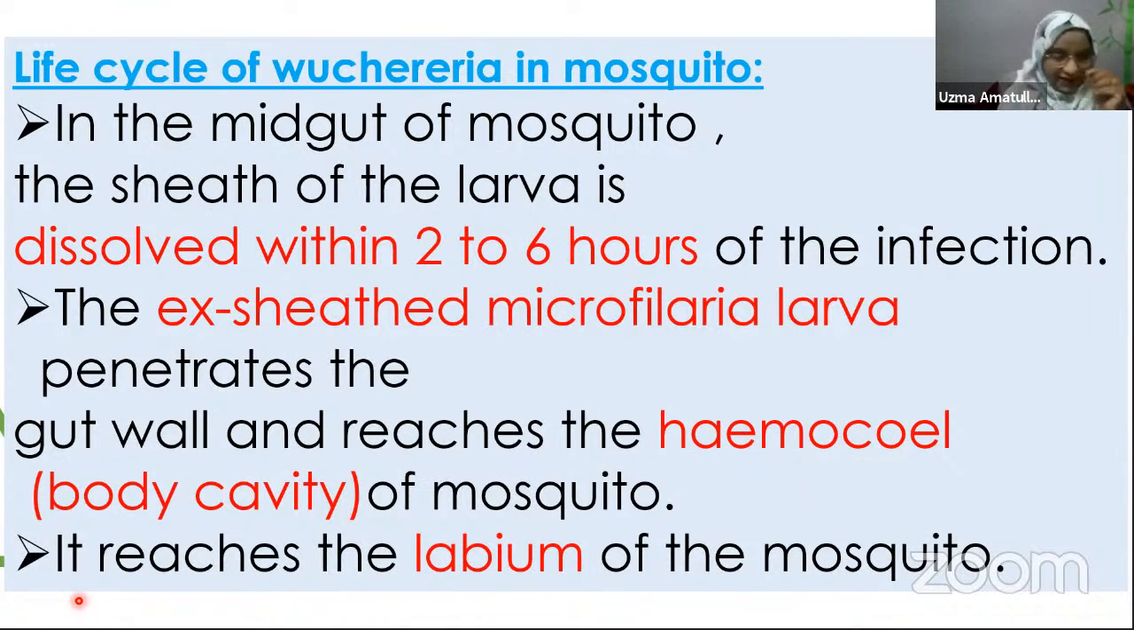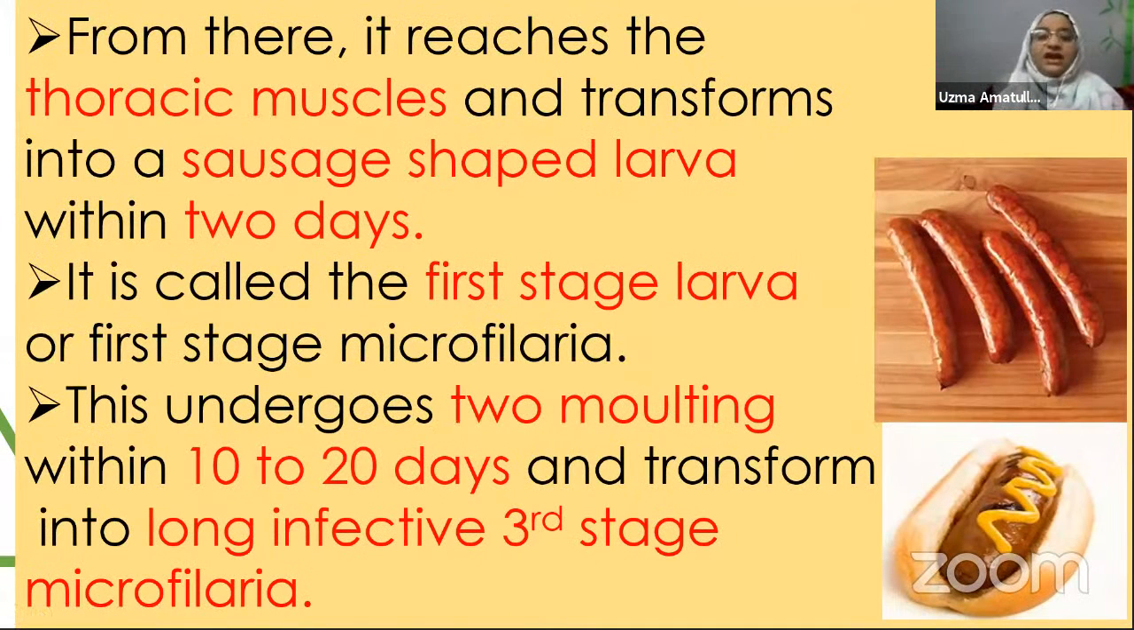Now here, it reaches the labium of the mosquito. Labium is the lower lip. And then what happens? From there, it reaches the thoracic muscles. From the haemocoel, it reaches the thoracic muscles and transforms into a sausage-shaped larva within 2 days. Within up to 6 hours the sheath gets dissolved, then it moves to the haemocoel. From there, it comes to the thoracic muscles, and within 2 days it transforms into a sausage-shaped larva. Now it is called the first stage larva or the first stage microfilaria.